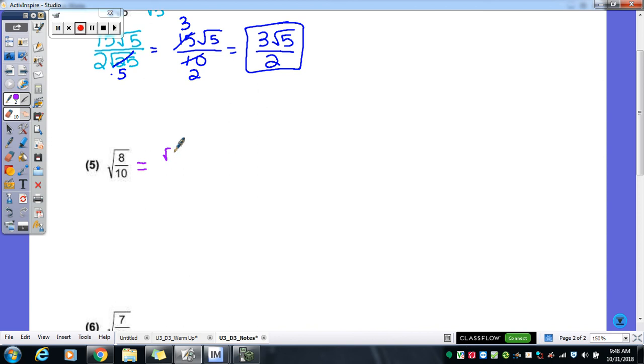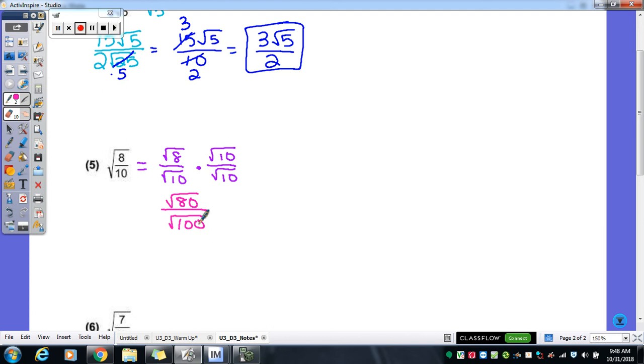All right, number 5 again. First thing I'm going to do, write top and bottom with their own radical sign. So radical 8 over radical 10. So then what are we going to multiply by? Radical 10. So following our multiplication rules, 8 times 10 gives me a radical 80. 10 times 10 gives me a radical 100.